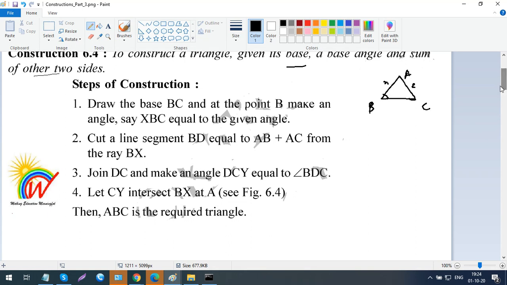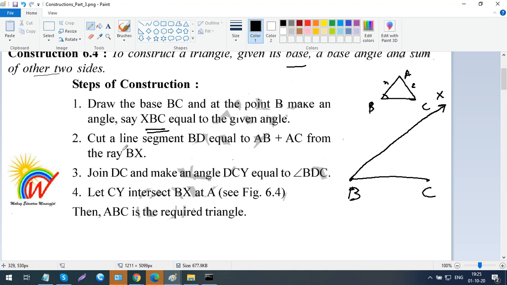First, draw the base BC. If they have given BC as 5 centimeters, 6 centimeters, whatever it is, use your scale and draw the line. Then they would have given some angle also, like angle B is 50 degrees, 60 degrees or whatever, so you can use your protractor and draw the angle. Let us say we have drawn the angle XBC.